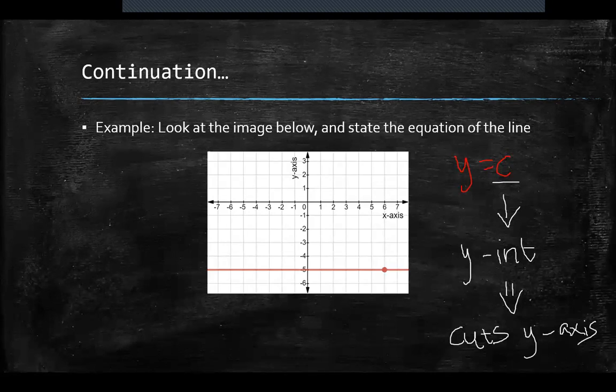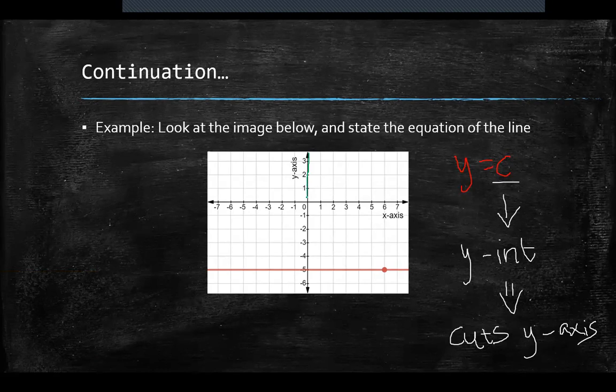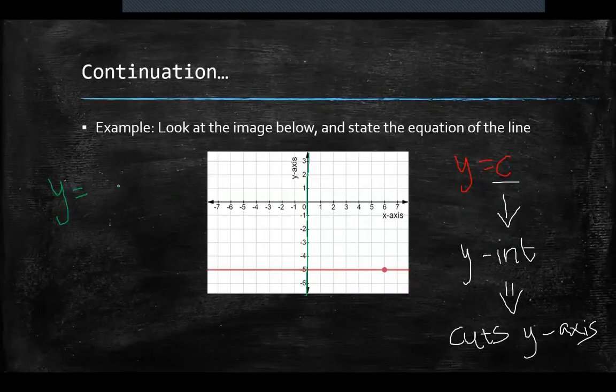So looking at this graph here, this is the red line. The red line is the line we're looking at. That's our line. Can you tell me what's the general equation of this line? Look at where it cuts the y-axis. This is my y-axis. Look at where it cuts the y-axis, and tell me what's the equation of this line. Y is equal to what? Y is equal to -5. Good job.